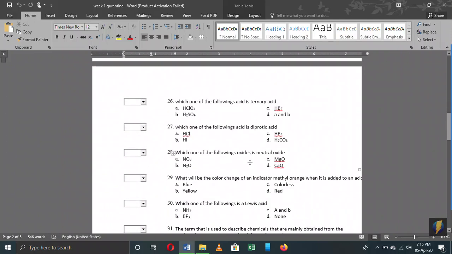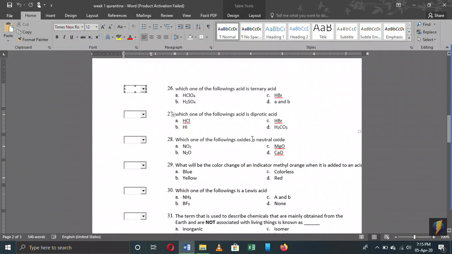Now, which of the following acids is a ternary acid? We know that a ternary acid is an acid which contains hydrogen and oxygen in a molecule. So A and B over here are both ternary acids. So the correct answer is D, which shows that A and B are both ternary acids.